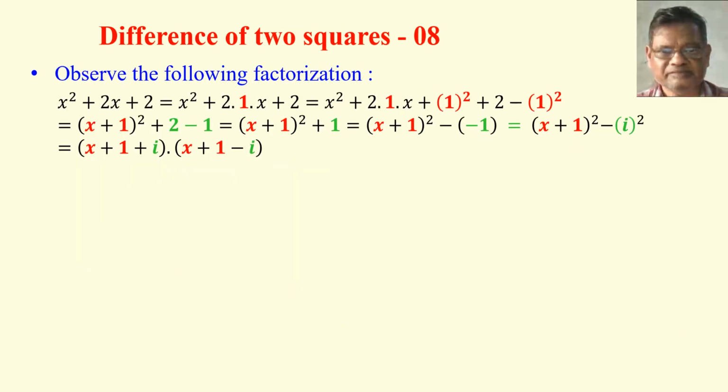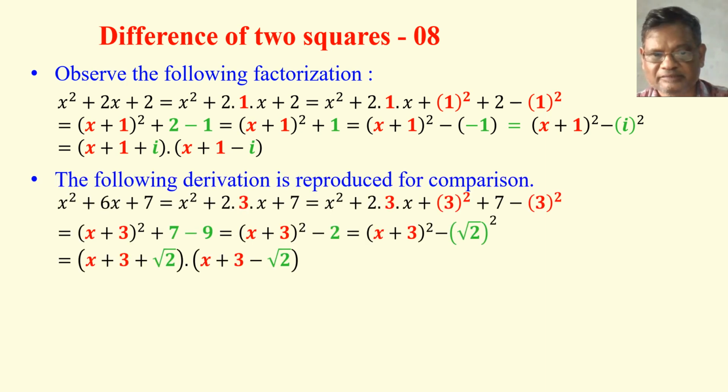As in the previous example, half of the coefficient of the x term is marked in red. Then its square is added and subtracted to maintain the equality. Identify one perfect square and the remainder of the term is marked in green, and the remainder is an addition instead of a subtraction as before. A difference is made out by subtracting a negative number. The square root of that negative number is i. Now the result is factorized using the identity on difference of squares.